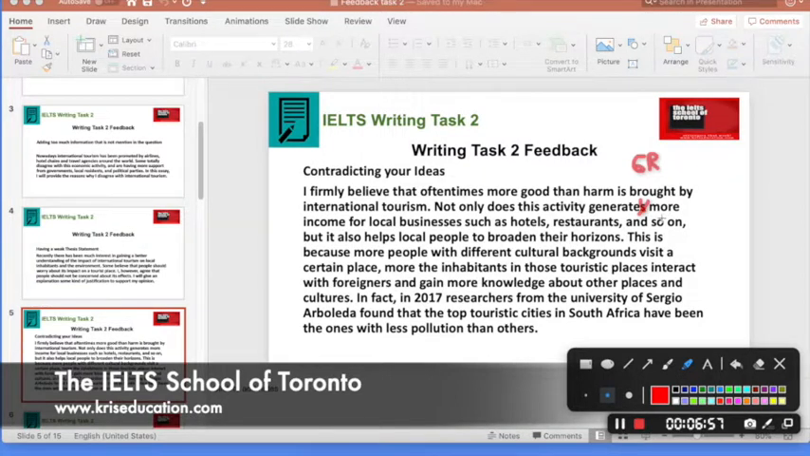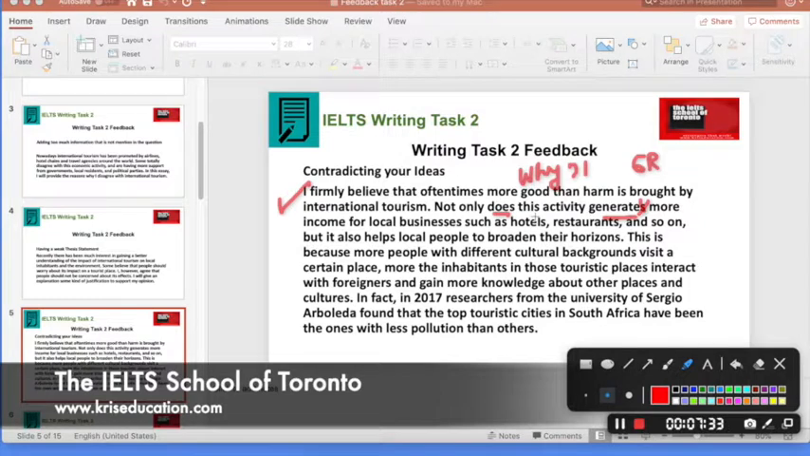So this guy, what is the main idea here? The main idea is that more good than harm is brought by international tourism, which is a good main idea. Is this guy explaining why? Yes, it's actually a very good explanation. Just be careful: if you use "does", you need to write "generate", not "generates", because "does" is the verb. Generate in this case is not the main verb.